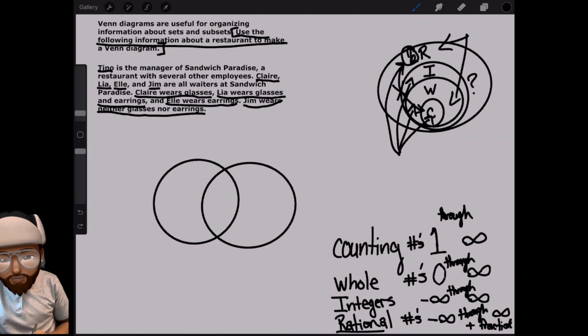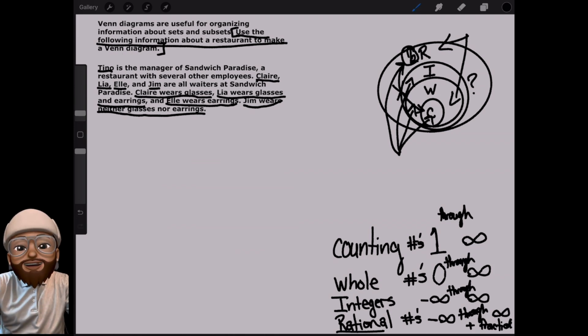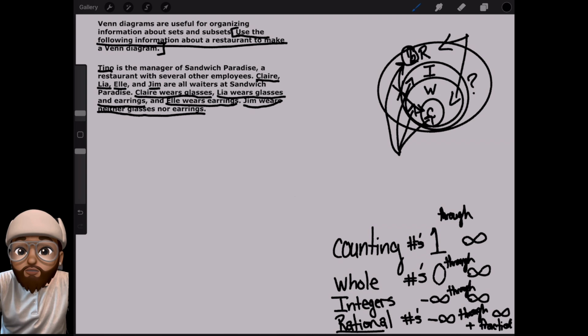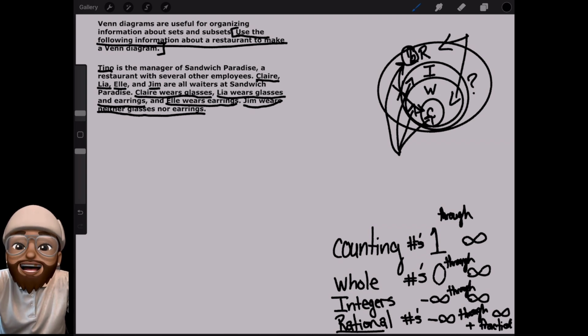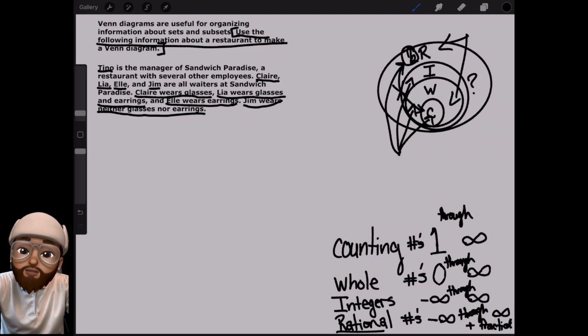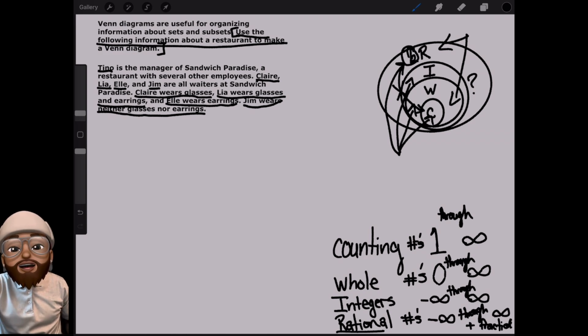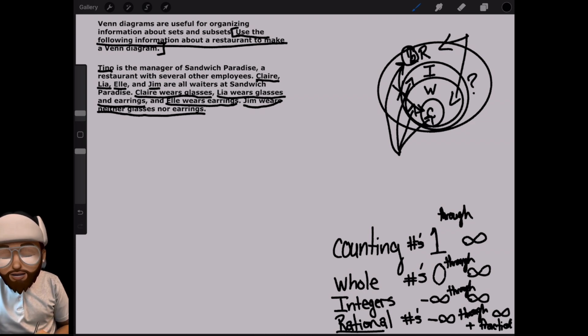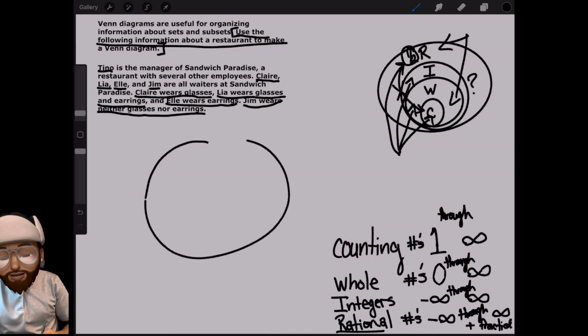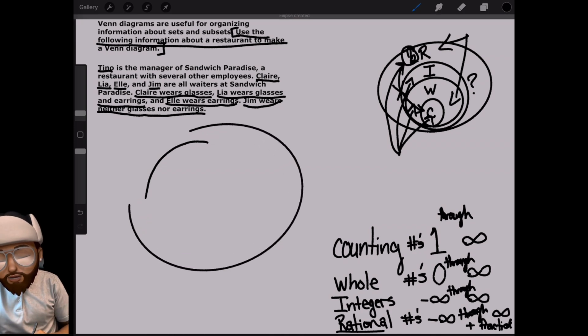So let me erase these circles. All right, now that I've erased those circles, let's analyze the information to see what would be the best Venn diagram to represent all of the information that's presented to us. So the first thing that we know is that all of these people work at the restaurant. So let's make a circle that encompasses all of the people that we're talking about.